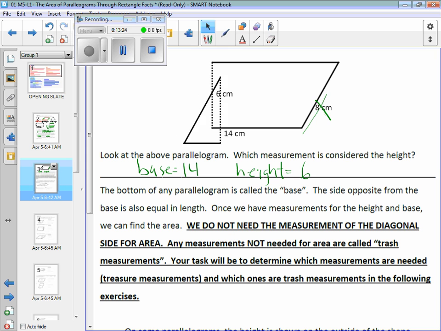Length, 14. Width, 6. It's the same 2 numbers. That's why the 2 formulas, base times height and length and width, work. I haven't changed the amount of space that this shape takes up in any way. All I did was rearrange it.